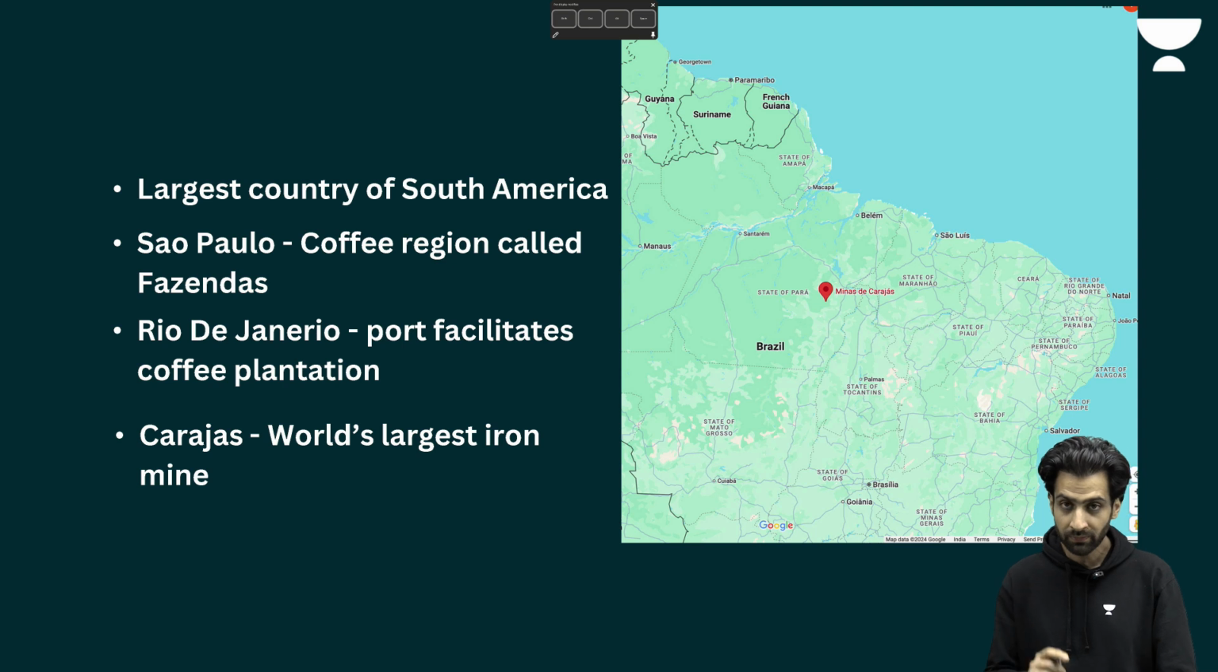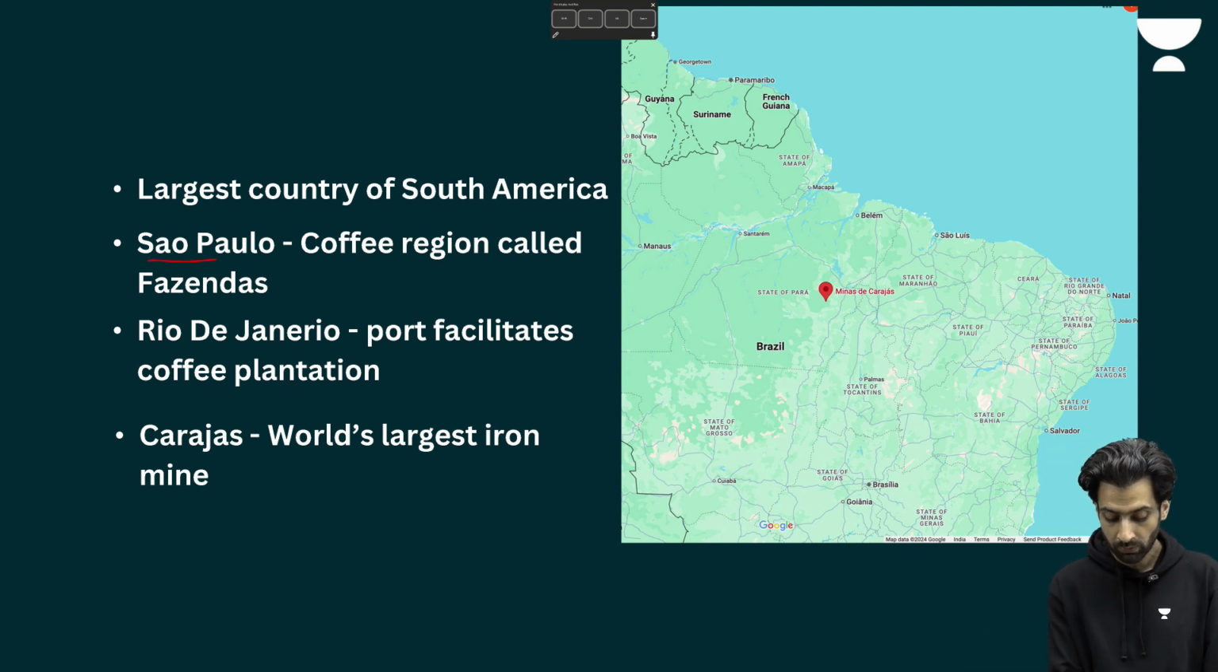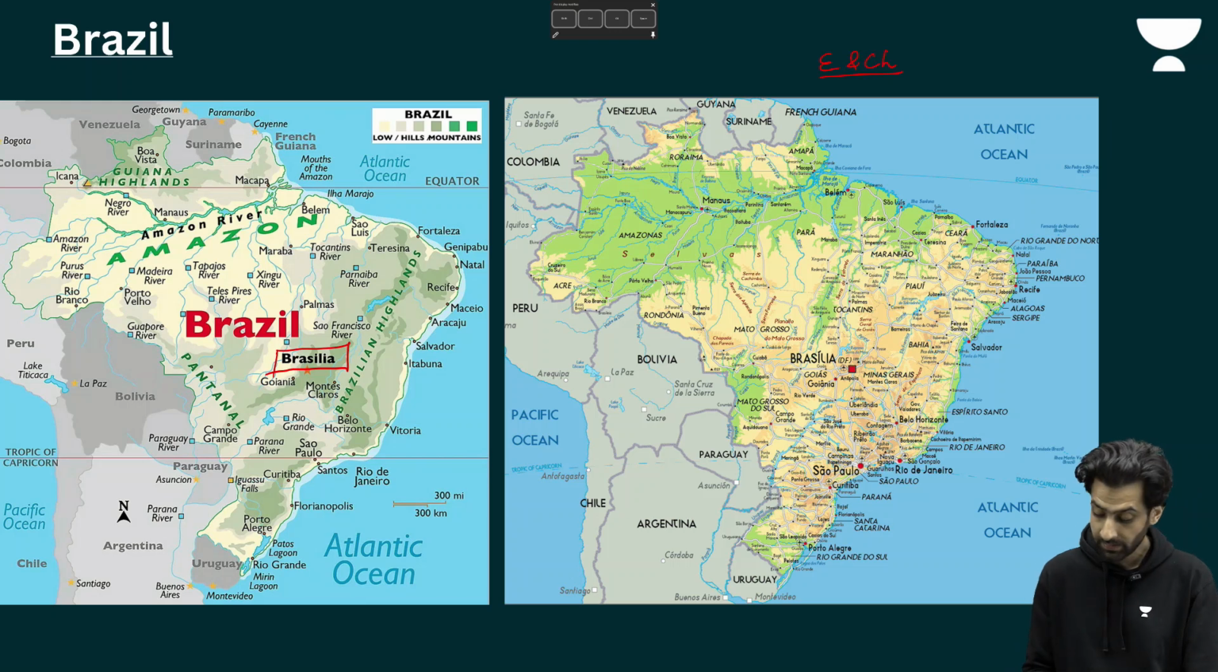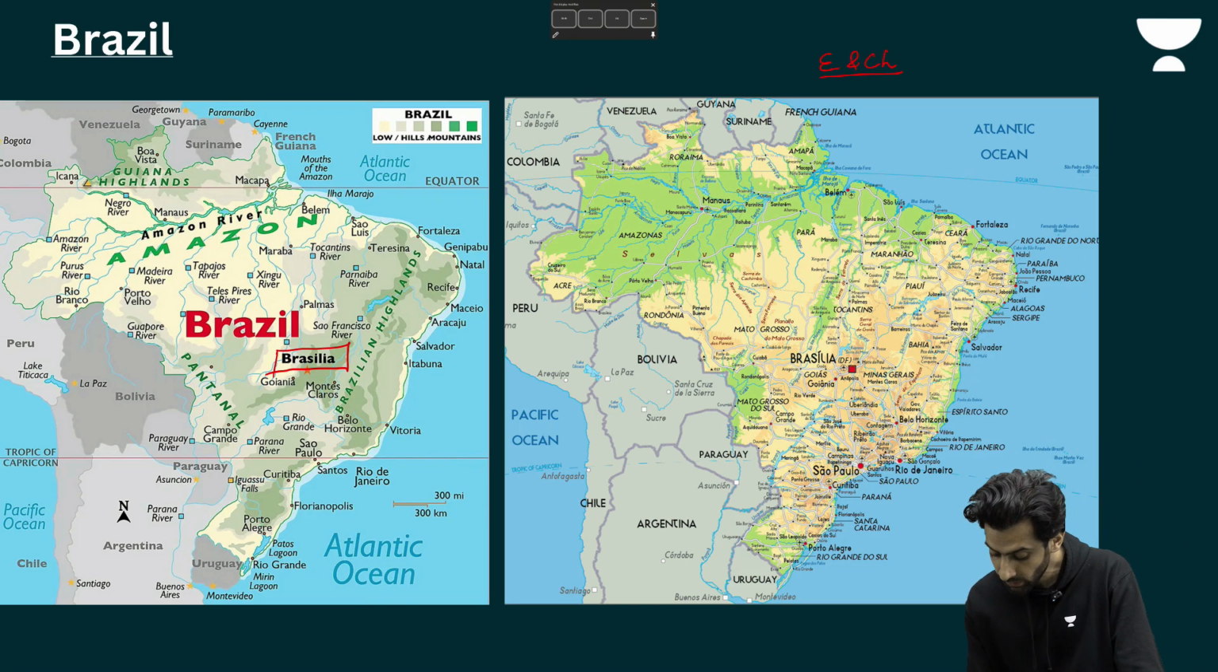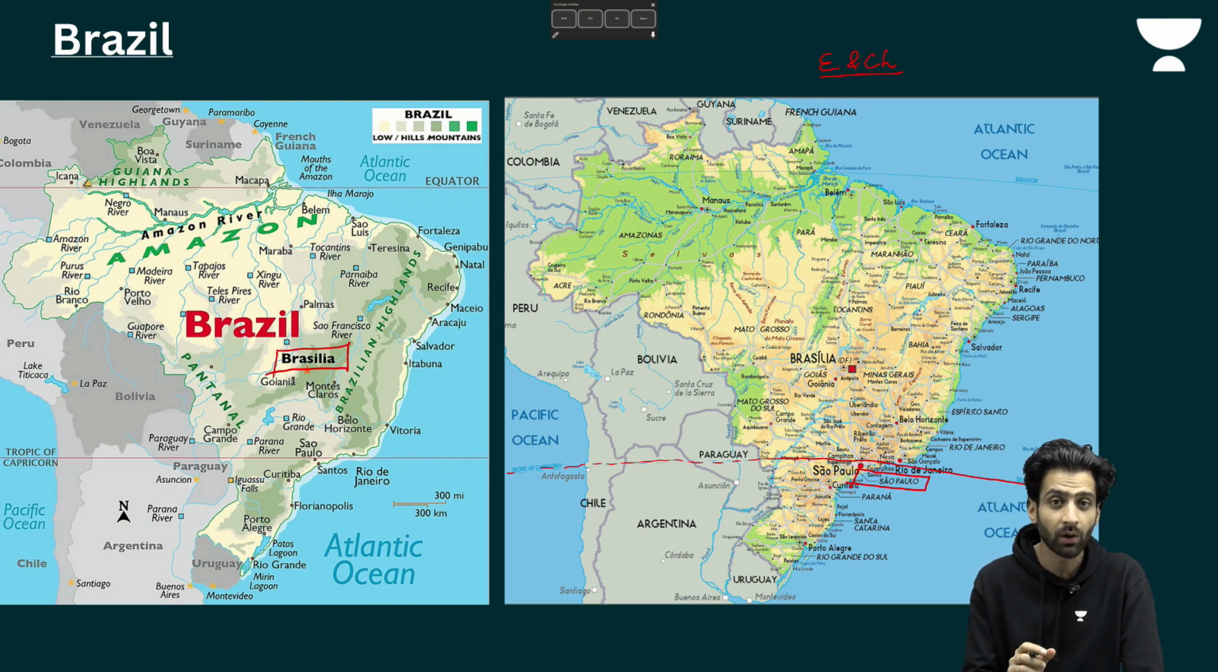Now some of the important facts about Brazil is that Sao Paulo is the coffee region. See, I'll point it out. It will be very small and might not be visible, but here it is Sao Paulo, a good coffee region where there is very good production of coffee. This is the Tropic of Capricorn that I am drawing. Just remember Sao Paulo lies on the southern side of the Tropic of Capricorn.